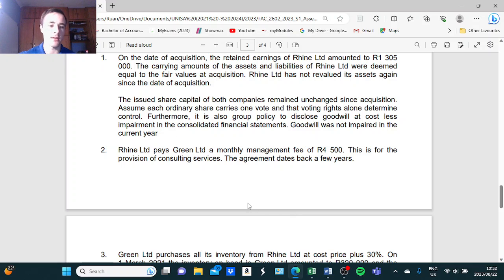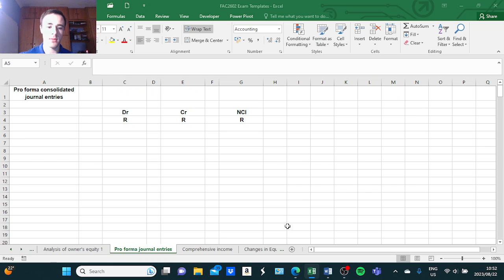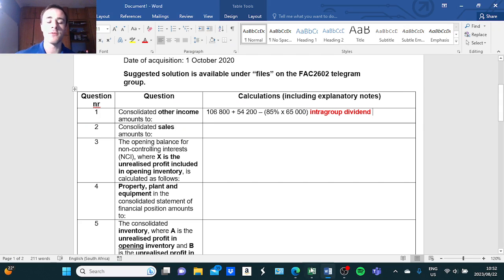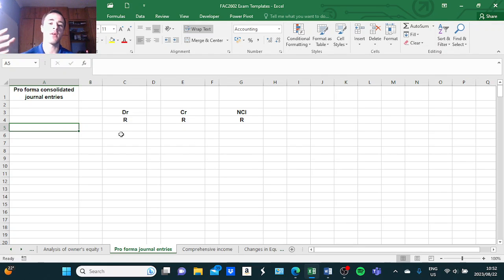It's very important that you take note of that as well, because if the agreement was entered into within the current year, you will only include those monthly management fees that were paid after the agreement was entered into. Please take note of that. But in this case, to calculate the total management fees for the year, you will just take the monthly amount of 4,500 Rand and multiply this by 12, because the management fees were paid for the full year, and we know that this amount for the year has been recorded in other income for Green Limited.